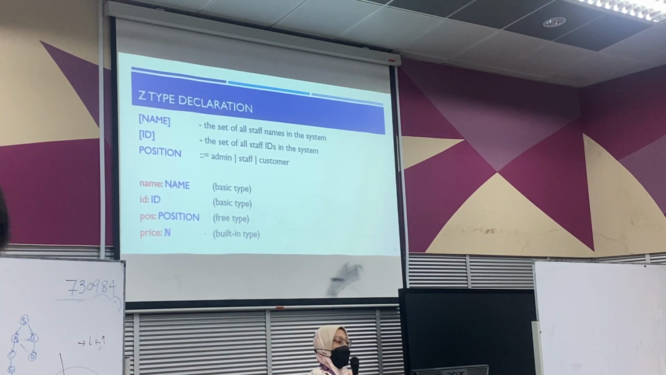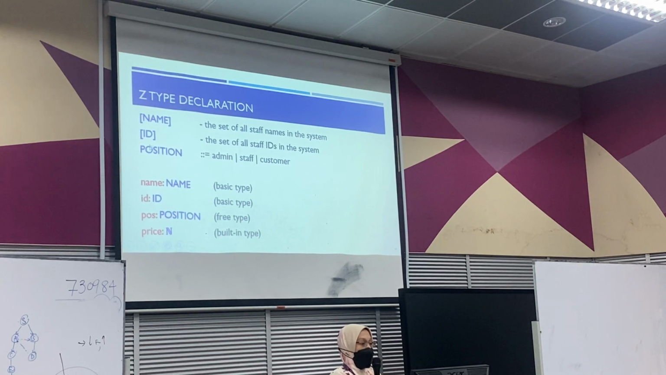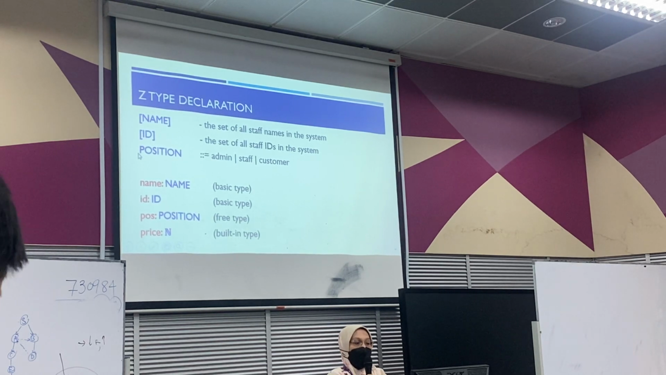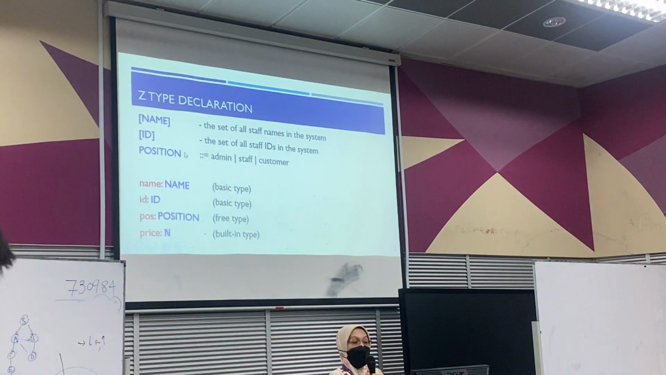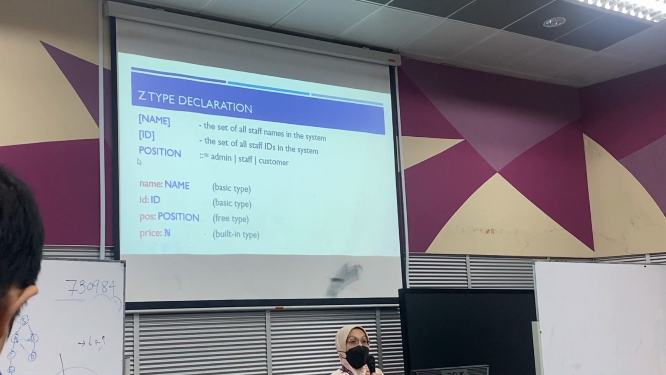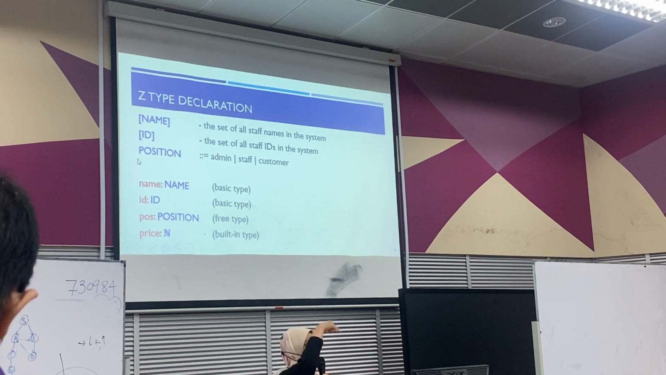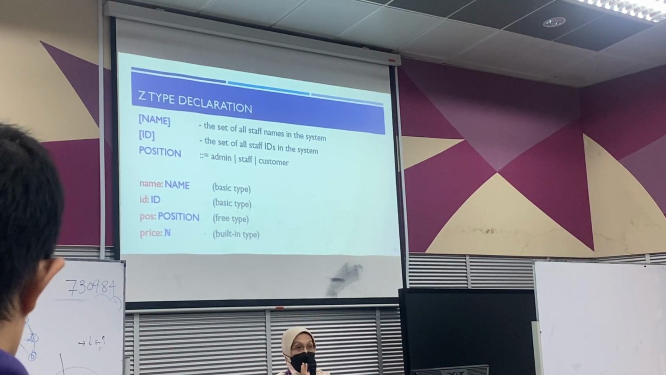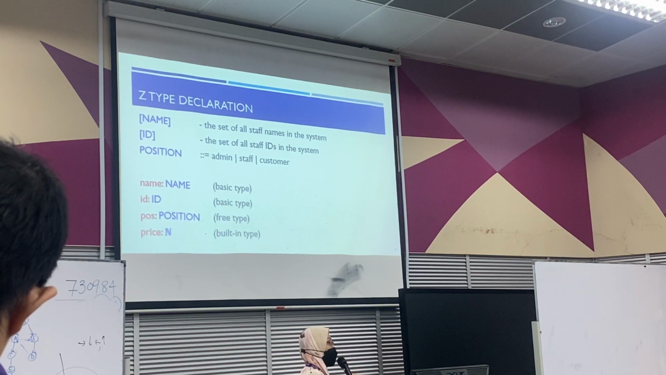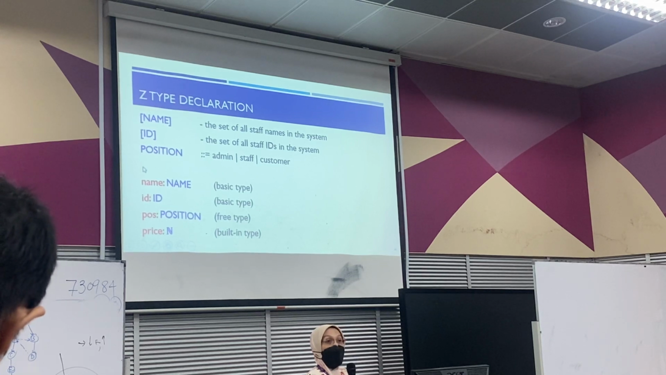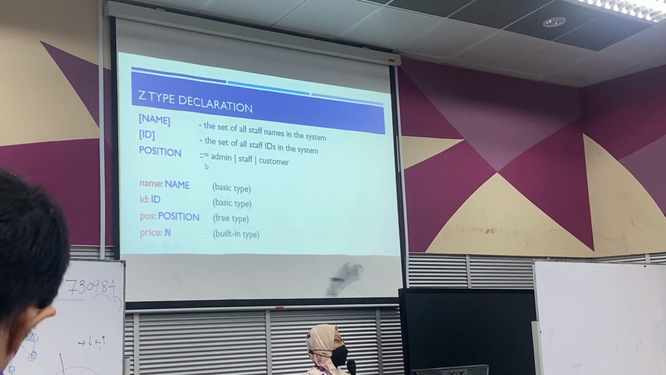Okay. So now I have a position here of a free type. Free type, so colon equal. Remember, position here, free type. Don't put square brackets because this is not a basic type. Square brackets only for the basic type. So this one without square brackets, but I have colon equal.